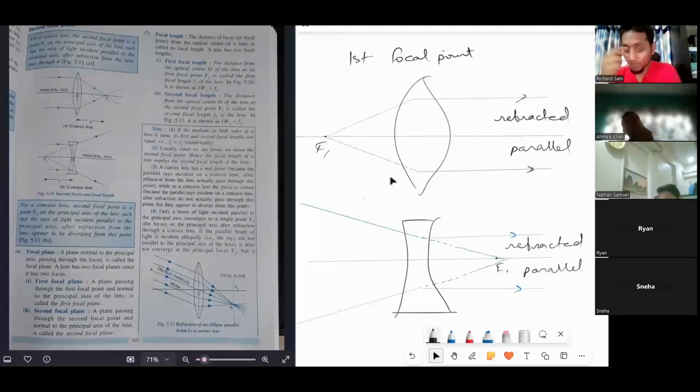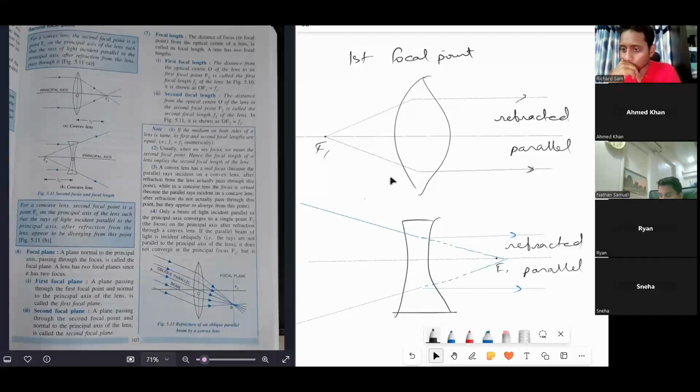Amit, can you tell me what is F1 for a convex lens? F1 is a point on the principal axis of the lens where the rays of light originating from it become parallel to the principal axis of the lens following refraction through the lens. Following refraction, after refraction, not reflection. Refraction through the lens.